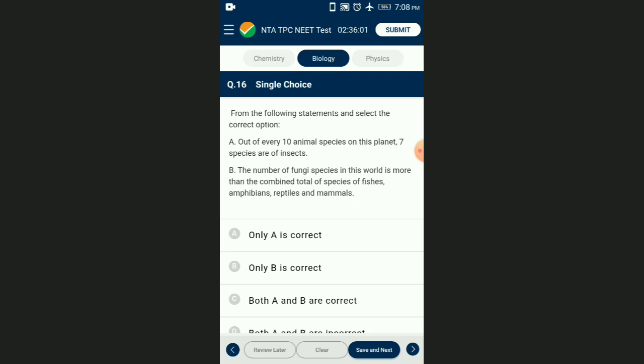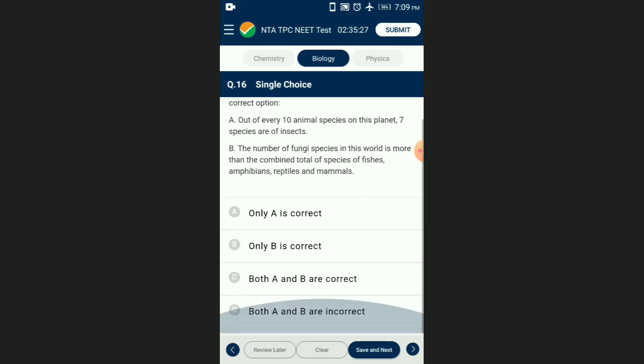Second statement, B. The number of fungi species in this world is more than the combined total of species of fishes, amphibians, reptiles and mammals. So that is also correctly given. The number of fungi species, around 72,000 in the world, is more than the sum total of fishes, amphibians, reptiles and mammals. Fungi having greater thermal tolerance are able to thrive and diversify. So the answer for this question is option C.